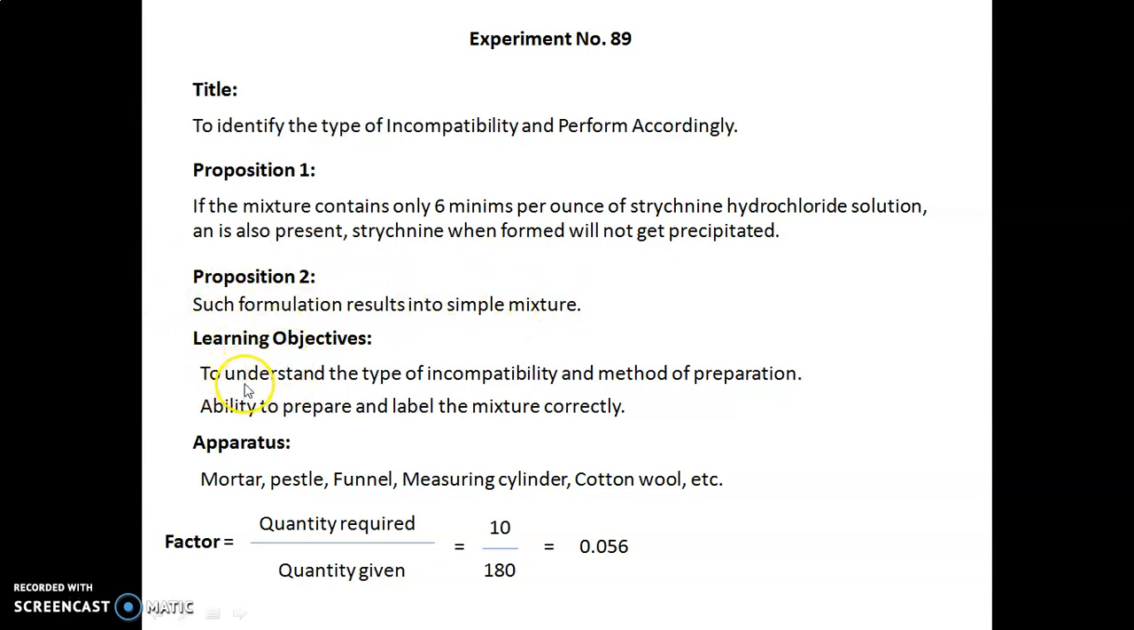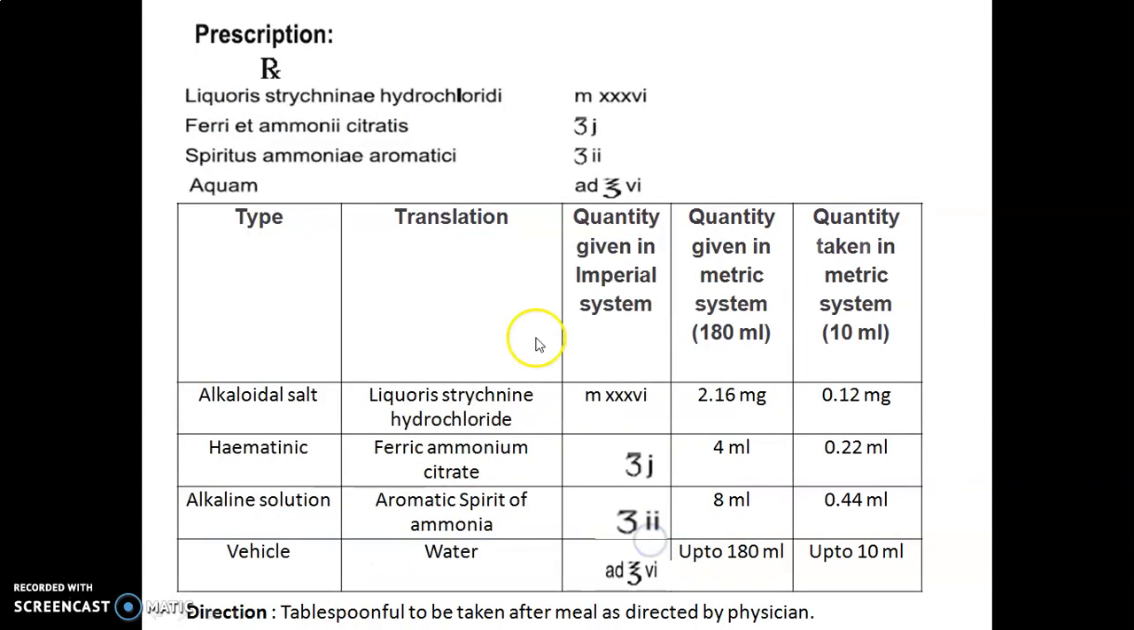Learning objectives are to understand the type of incompatibility and method of preparation, and the ability to prepare and label the mixture correctly. Apparatus required are mortar, pestle, funnel, measuring cylinder, cotton wool, etc. The factor is calculated as quantity required upon quantity given, which is 10 upon 180, that is equal to 0.056. Then this is the prescription given in Latin terms.